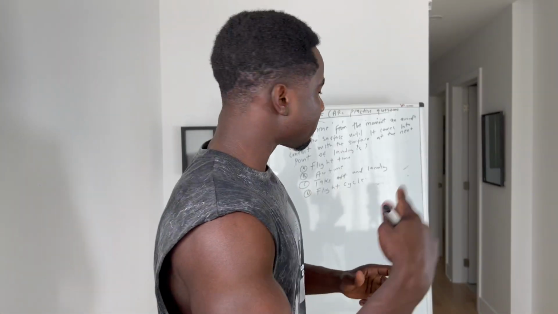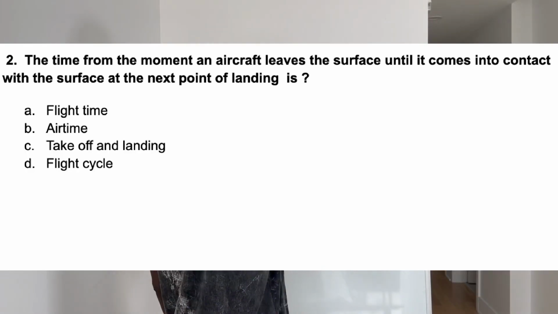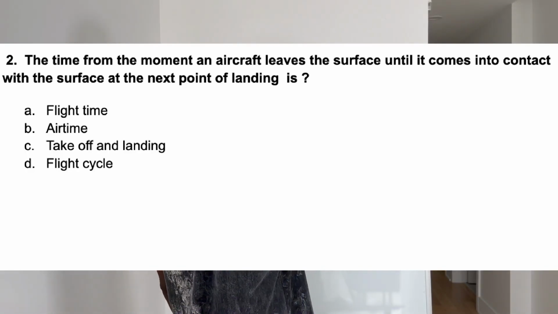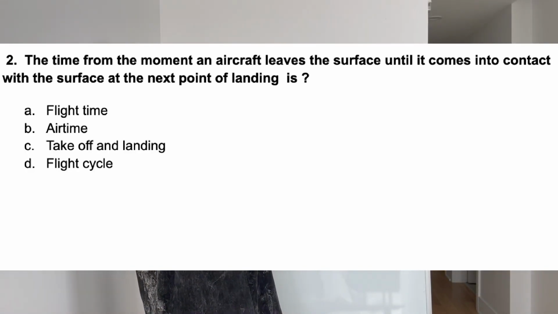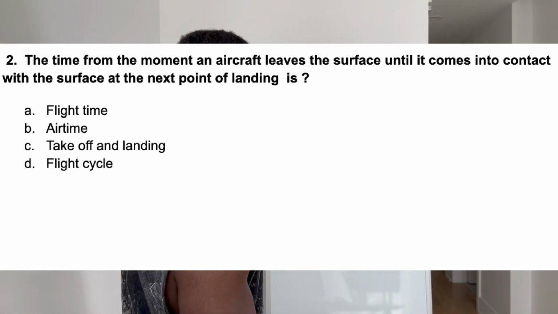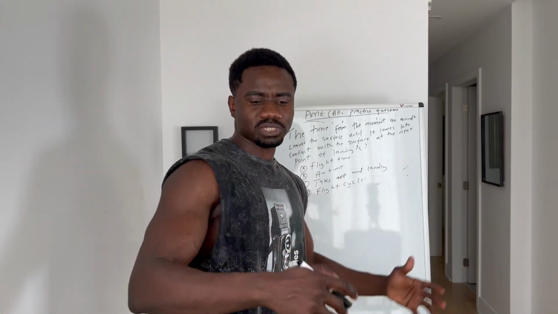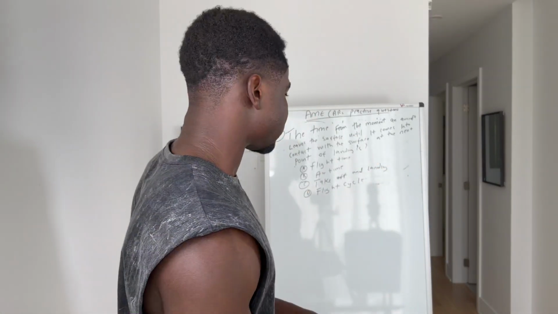All right. So imagine if you get a question like this that says, the time from the moment an aircraft leaves the surface until it comes into contact with the surface at the next point of landing is called: A, flight time; B, air time; C, takeoff and landing; D, flight cycle. First, let's look at each option and understand what each option stands for, right?